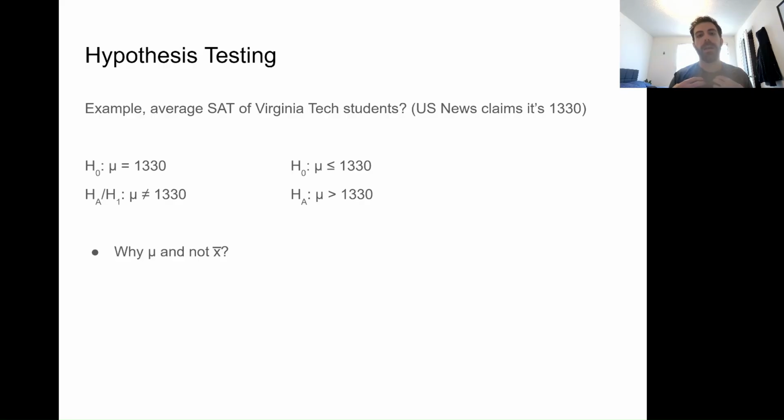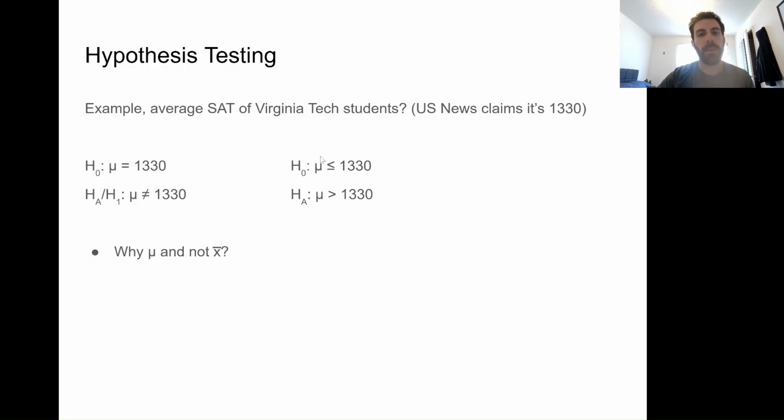I'm trying to identify the truth. Are SAT scores different than 1330, right? So some variation in my sample doesn't definitively answer that question. The question I'm answering is related to the population parameter mu, right? I will use x bar in my test statistic, as you'll see in a future slide, but what I'm testing is for the truth, right? And I'm going to use my sample data to do that.